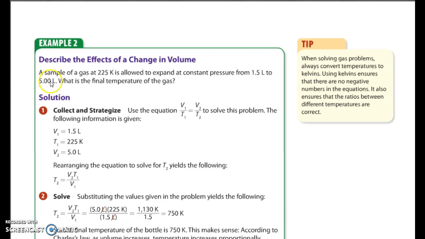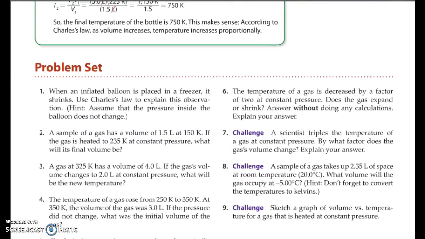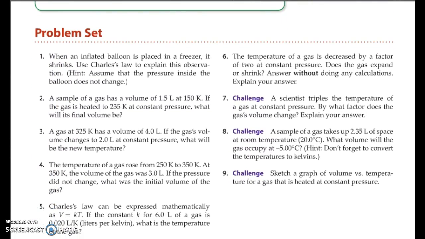So our volume went up, so our temperature should go up. So our answer should be greater than 225 K, and it is. It's 750 K. All right. So for these, again, you can do all the problems. They want us to do problem 4 specifically, so let's do that one. The temperature of a gas rose from 250 to 350 K. At 350 K, the volume of the gas was 3.0 liters.